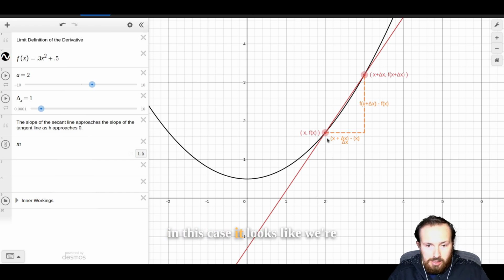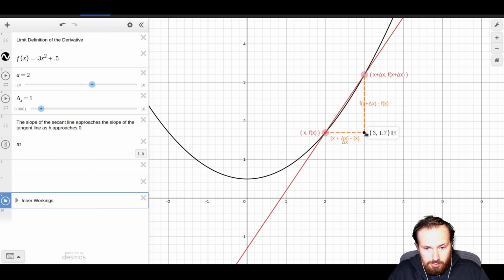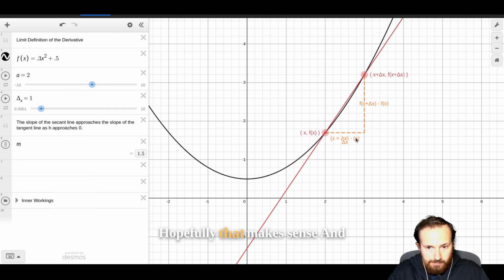So in this case, it looks like we're starting off at x equals 2. So if that's x equals 2, basically the idea is that to find the other point, you could just go to the right by delta x. And you can see that's what we're doing here. So the x coordinate of this point would be whatever our x value is. In this case, it's 2, but it could be anything. And then right here, the coordinate of this point would be x plus delta x. And delta x is the gap between. So hopefully that makes sense.